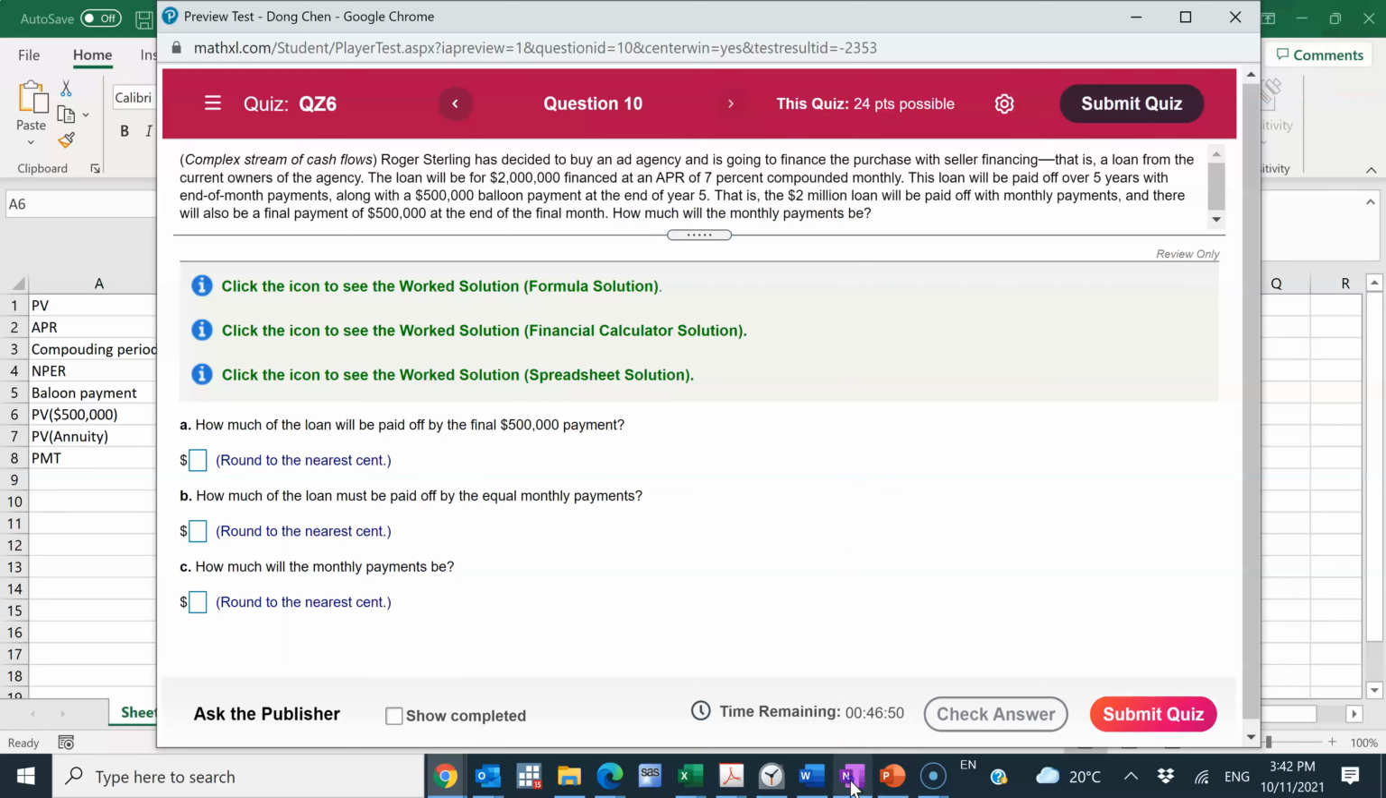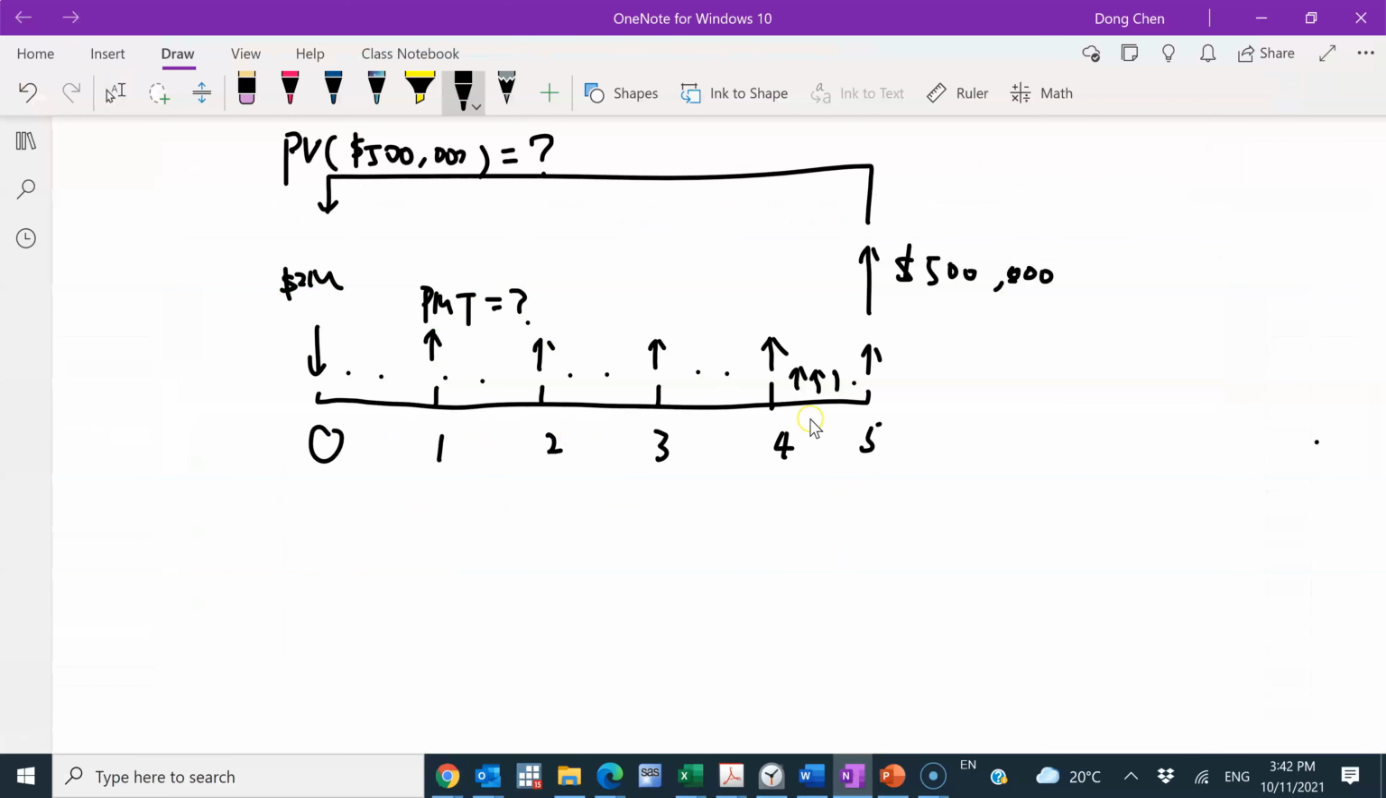To help us organize the thinking or the setup, I have drawn this chart. You can see this is where we currently stand, 0. We have some cash inflow, which is the money we borrowed, $2 million. After that, every month, we're going to make some payment. All these should be cash outflows of equal amount, and that's what the dots here stand for. That will continue for 5 years, so we're going to work with the monthly number, 12 times 5, which is 60 months, right?